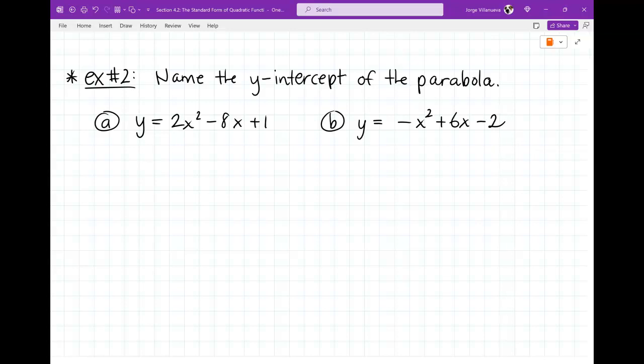So even though they are the same questions, I'm asking you a different thing for them, right? A is y equal to 2x squared minus 8x plus 1. And B is y equal to negative x squared plus 6x minus 2. And they want us to name the y-intercept of the parabola. Which letter pertains to the y-intercept?